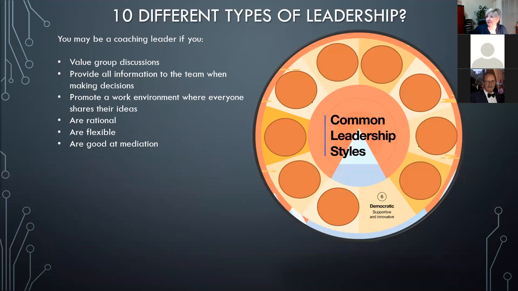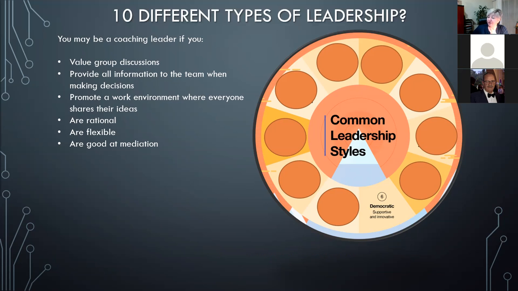Number six, okay, you may be a democratic leader if you are supportive and innovative, value group discussions, provide all information to the team when making the decisions, promote a work environment where everybody shares their ideas, you're rational, you're flexible, and you're good at mediation, okay?